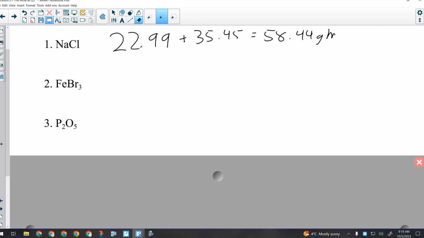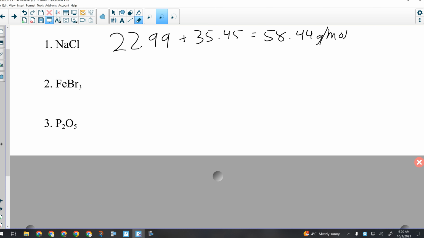grams per mole. Okay, how important are units? Very important. If you just write 58.44, I don't know whether that's apples, oranges, old ladies with walkers, elephants with arthritis, okay? I don't know. You have to tell me what the units are, otherwise the number is meaningless, okay?